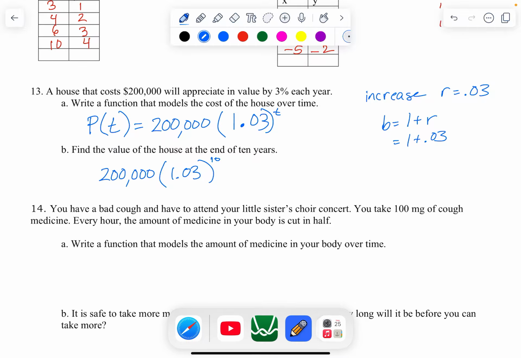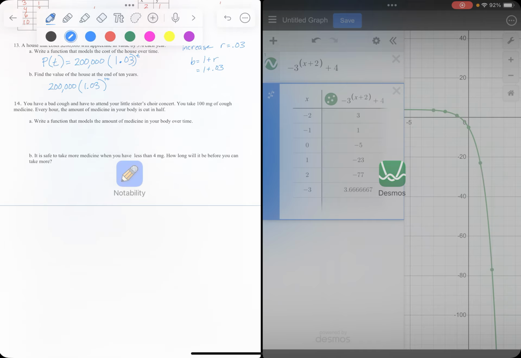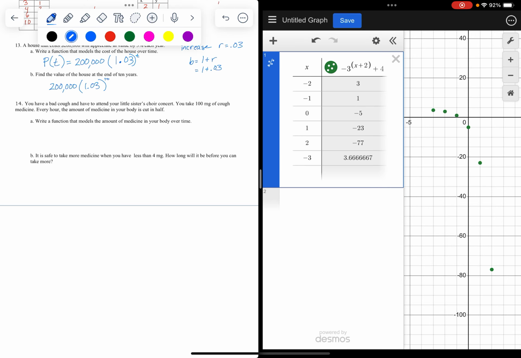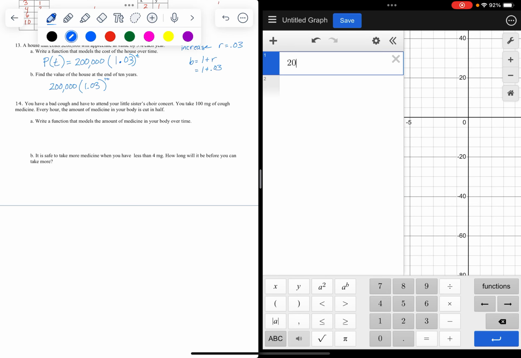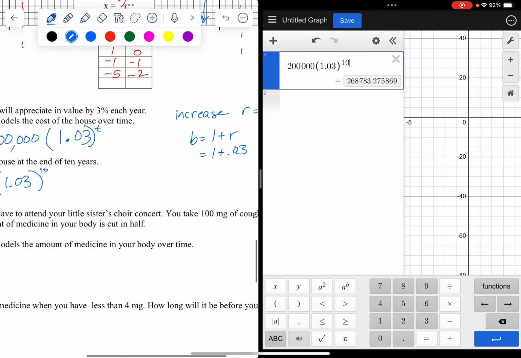I need Desmos. Come back, Desmos. Here we go. I'm typing in 200,000. Did I have enough zeros? Yeah, look at that, it grouped them for me. Times 1.03 raised to the 10. So now, if this works, this is going to be approximately 268,783. We're talking money, so 0.28. So $268,000 and more. Cool.